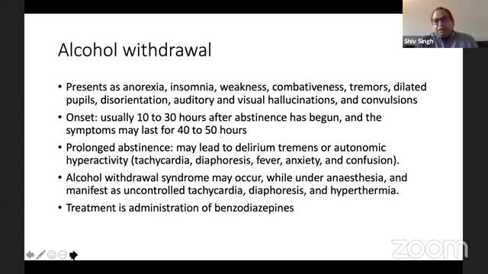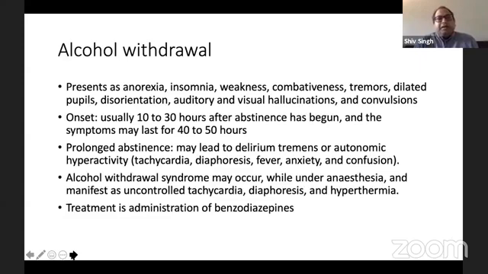Alcohol withdrawal can be present in a patient acutely. These patients are anorexic, they have insomnia, weakness, and they can be aggressive at times. They may present with tremors, dilated pupils, disorientation, and hallucinations, which can be auditory or visual. In very severe cases, there can be convulsions, and these patients need to be treated properly. They need to be on regimens and on vitamins.